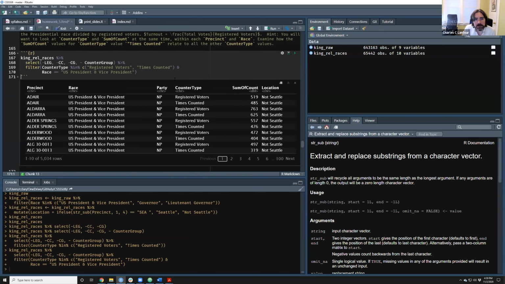Okay. So this has trimmed us down to the minimum stuff we need. Technically, we're going to end up getting rid of a bunch of other stuff. But okay, what's the next thing we want to do here? If we want to calculate the times counted divided by the registered voters, what do I have to do next? How can I get this set up so I can do some math with it?